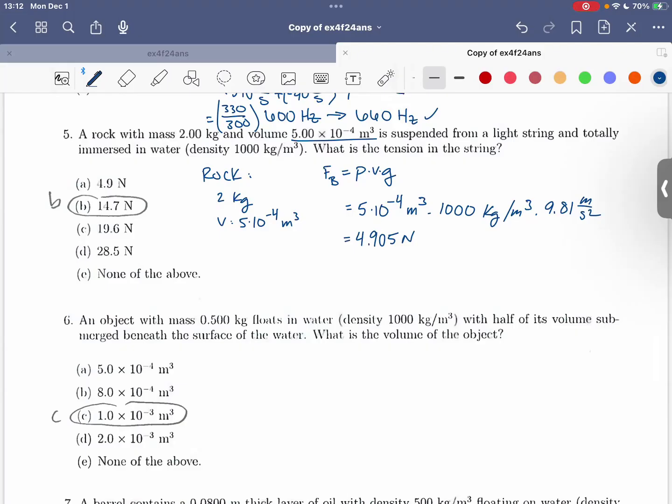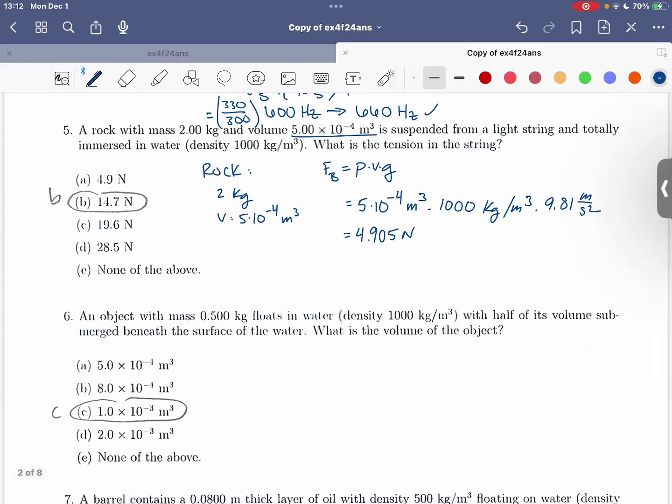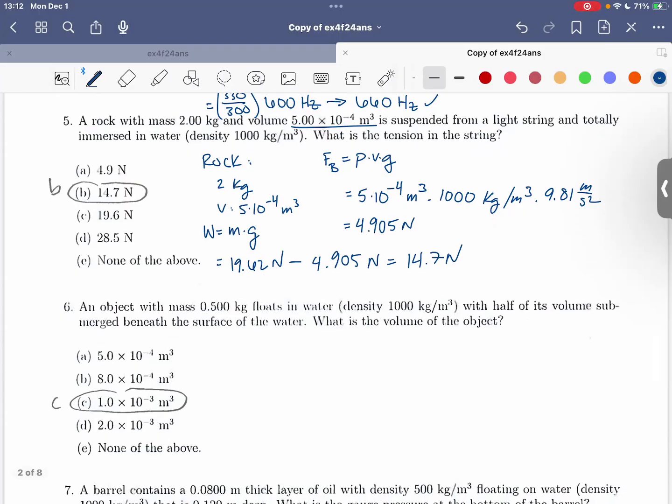So we know that before, if the rock is not in water, the weight of the rock is mass times gravity, which is 19.62 newtons. And so we subtract the buoyant force from that, and that gives us our answer, 14.7 newtons. So yeah, that's 5.